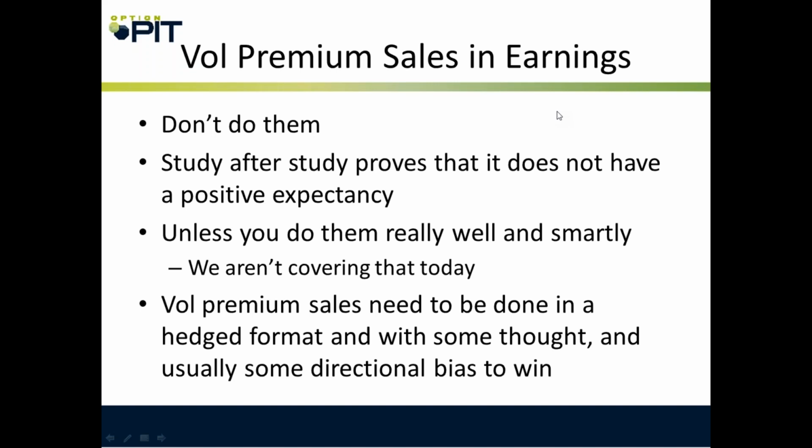I can show you some things that have a directional bias, things like broken wings, that I do, where maybe I will trade them around earnings. But unless you do really well and smartly, which I'm not covering today, don't sell premium into earnings. It tends to be a bit of a waste of your time. I'd rather buy or sell premium when I don't have these types of events, when I have a much clearer view of what's in front of me. I'm more likely to win.